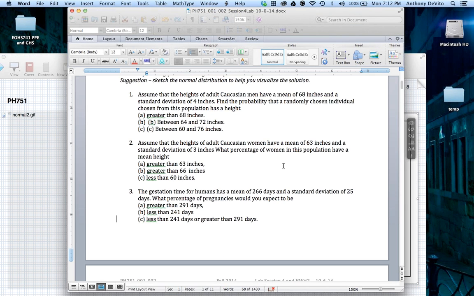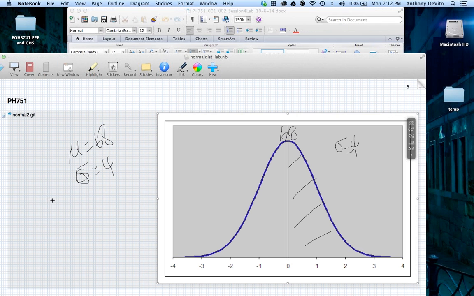Next question. Between 64 and 72. Let's see, where's 60? Let's take a look down here at these z-scores, right? One standard deviation above the mean is going to be 72. Two standard deviations above the mean is going to be 76. One standard deviation below is going to be 64. Two standard deviations below is going to be 60.